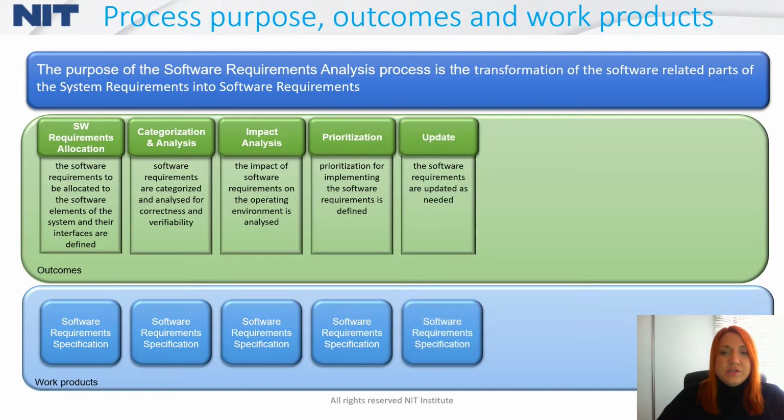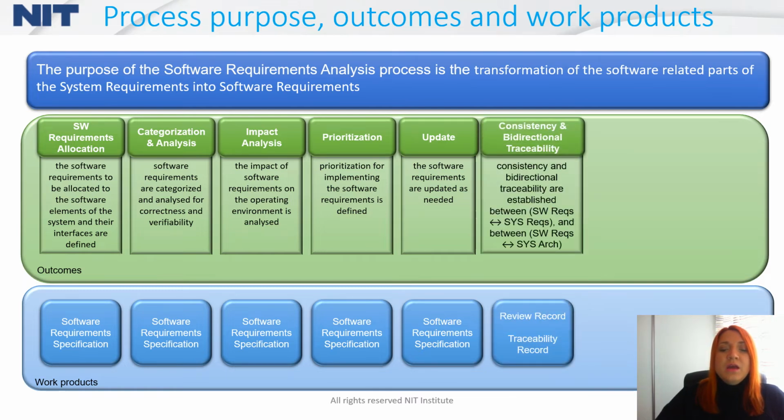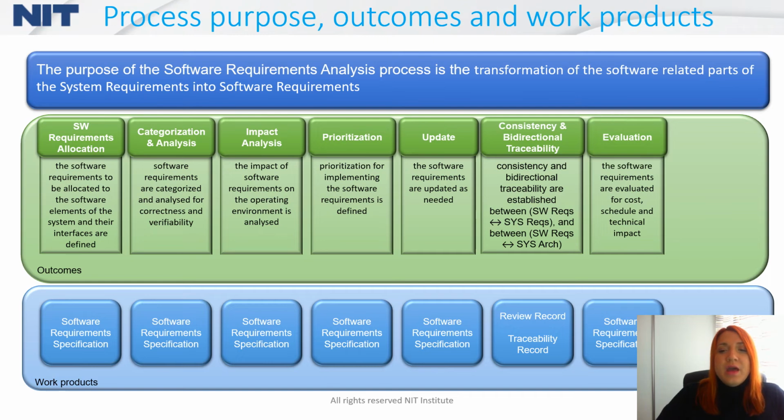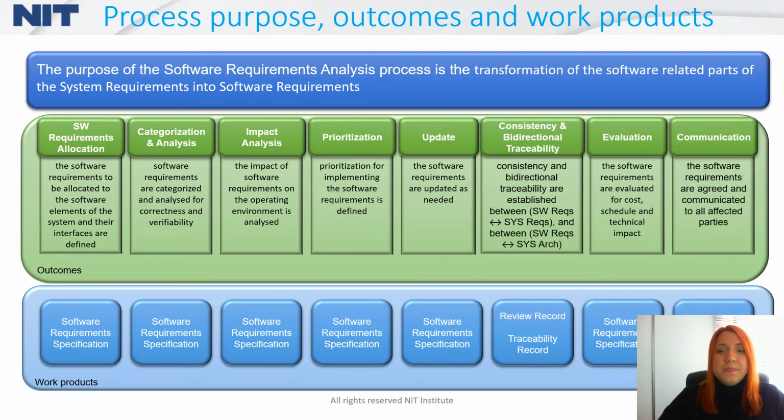Then we have the prioritization, and we need to ensure that we always do the update according to the updated system requirements if necessary. Of course, software requirements should be bidirectionally traceable to the upper levels and to the software architectural design, as well as the verification side of the V. After doing the consistency and bidirectional traceability, we need to always evaluate the software requirements for cost, schedule, and technical impact. And after finishing all the steps, we need to communicate them to all affected parties. It means that all the affected parties must agree with our specification.